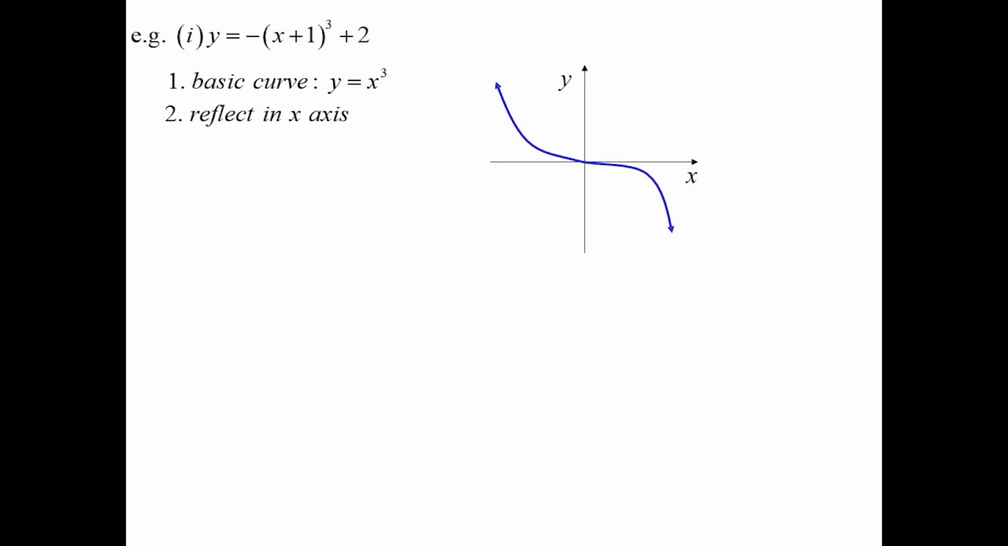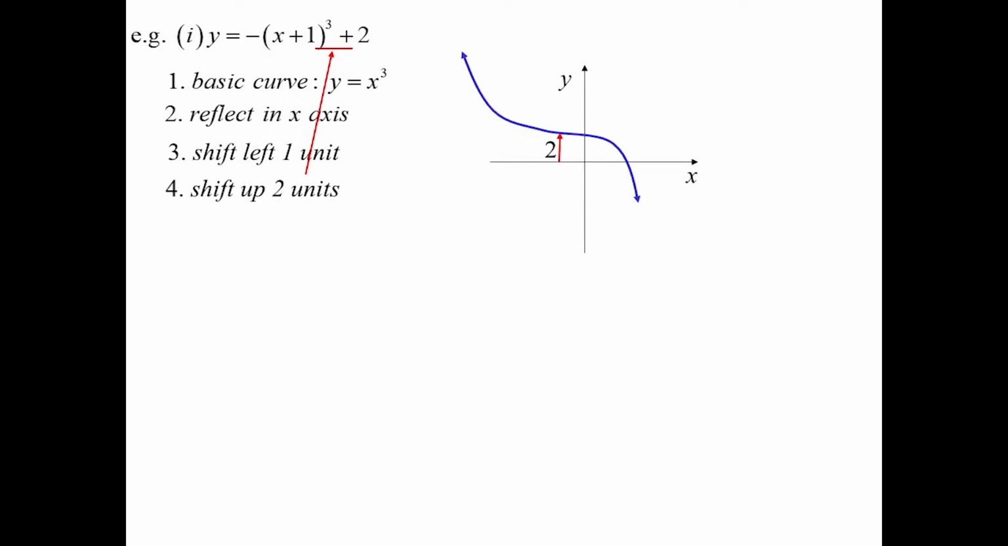So there we go, we'll do that. Now, where have I shifted? Well, grouped with the x, we have x plus 1. If I make that equal to 0, I get negative 1. So I must have shifted left 1. And now, our vertical one, if I was to move that plus 2 to the other side, I'd get negative 2. Either way, however you want to think about it, but we've shifted it up 2 units. So there's our new curve.